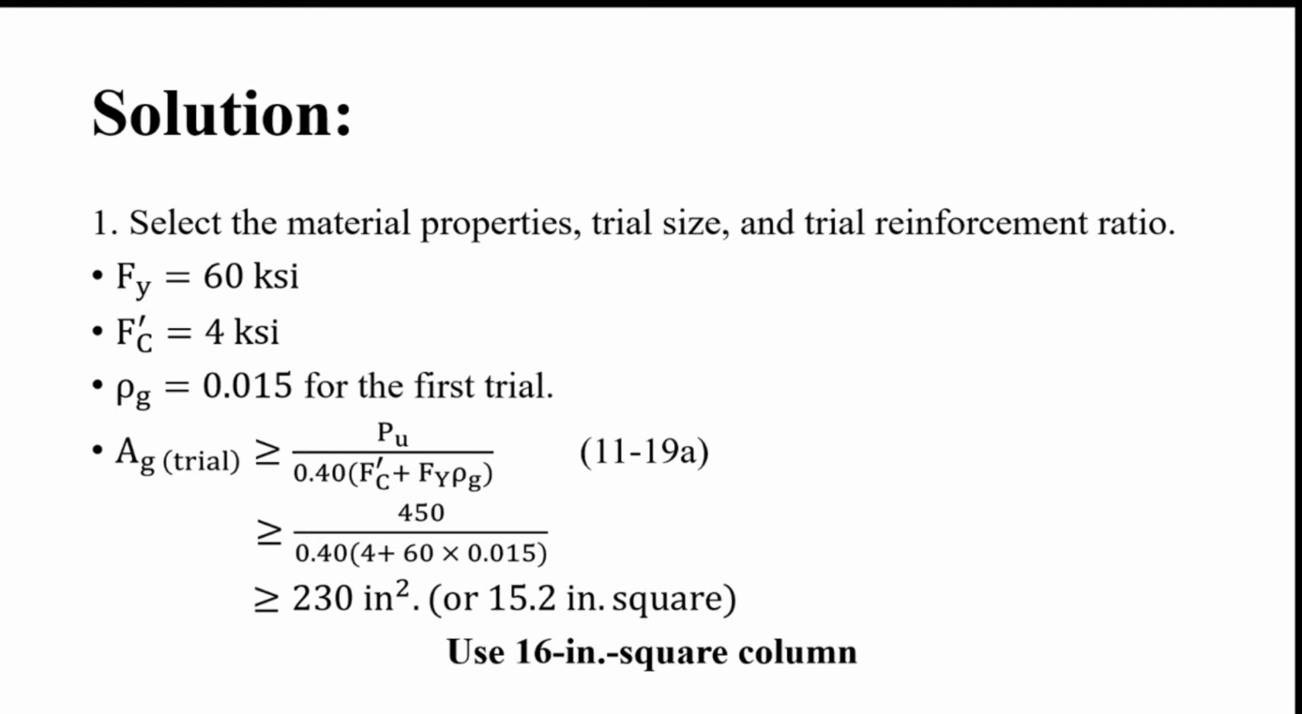So, from equation 11.1.1.9a, the trial gross area of the rectangular section should be greater than or equal to Pu over 0.40 times (f'c plus Fy times ρg). Solving this equation, we get that the gross area should be greater than or equal to 230 square inches. However, because moments act on this column, equation 11.1.1.9a will underestimate the column size. Thus, choose a 16 inches square column. You should note that column dimensions are normally increased in 2 inches increments.